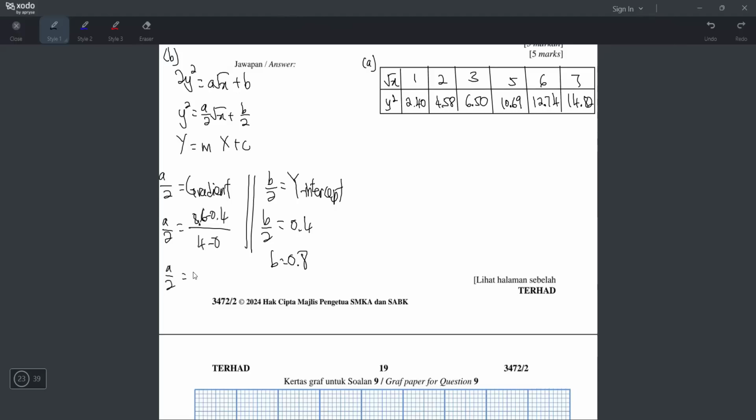2.05 for the gradient. But this is not your answer because they are asking you to find A. So A over 2 is the gradient. So to find A is 2.05 times 2, and I get 4.1. Okay, yeah, so this is the answer.